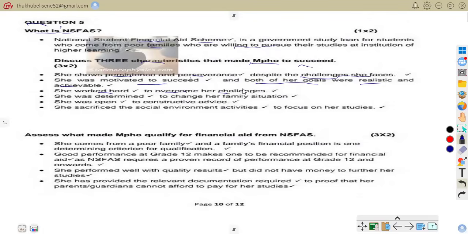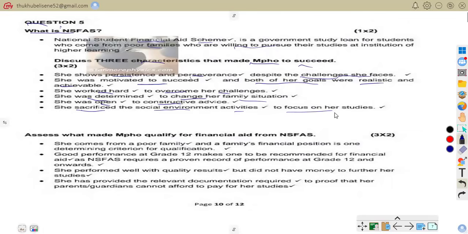She sacrificed social activities and focused on education. She spent more time studying than attending parties. You see that she spent sleepless nights trying to study so that she could achieve her goal. She was determined to change her family's situation so that she could help her family in future. She showed openness to advice. She accepted constructive advice from others. If you can remember in our article, she was advised that she must study very hard. She sacrificed social activities to focus on her studies.